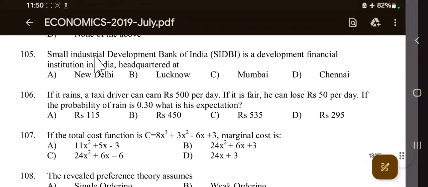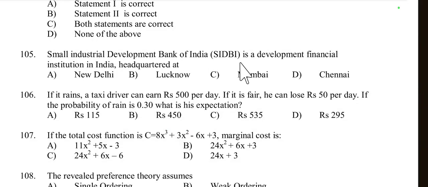Then 105, Small Industries Development Bank of India, SIDBI, is a development financial institution in India, headquartered at New Delhi, Lucknow, Mumbai or Chennai. Its headquarter is at Lucknow. SIDBI headquarter is at Lucknow, which is in the state of Uttar Pradesh. So it focuses on providing financial and developmental support to small scale industry in India.